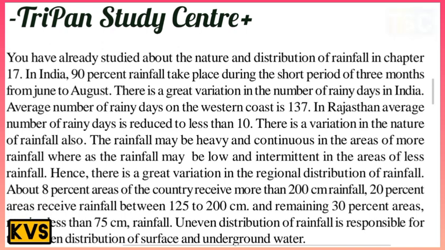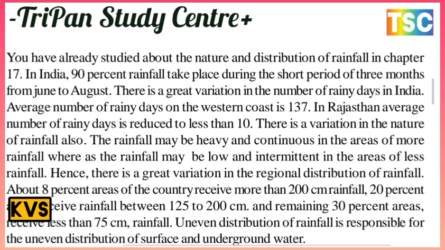You have already studied the nature and distribution of rainfall in Chapter 17. In India, 90% of rainfall takes place during the short period of 3 months, from June to August. There is a great variation in the number of rainy days in India. The average number of rainy days on the western coast is 137. In Rajasthan, the average number of rainy days is reduced to less than 10.